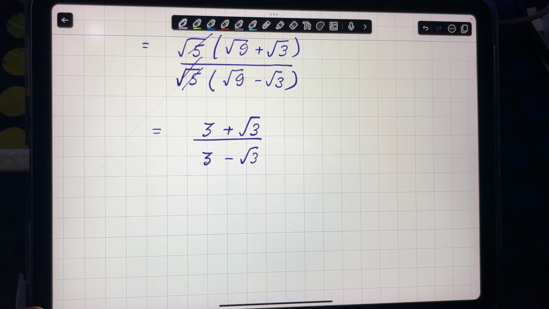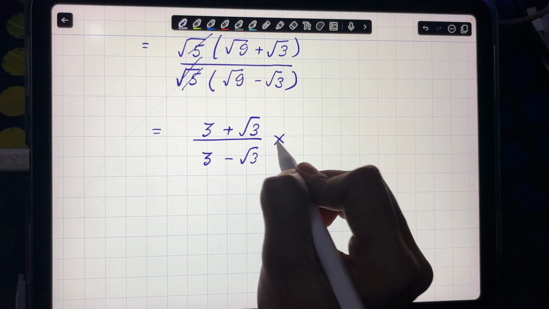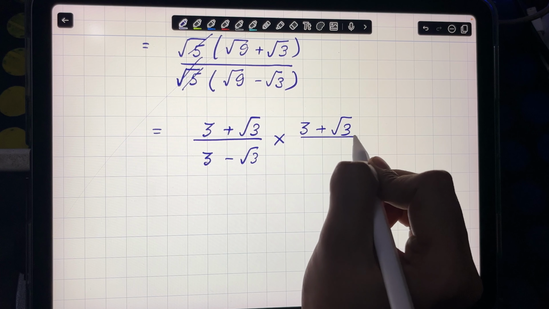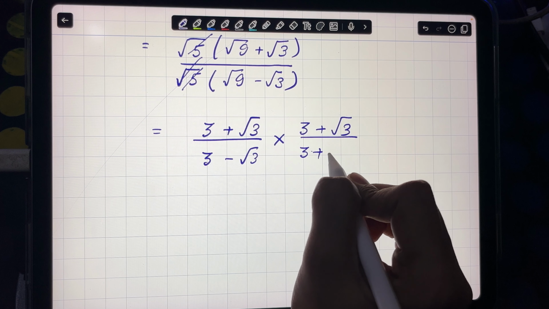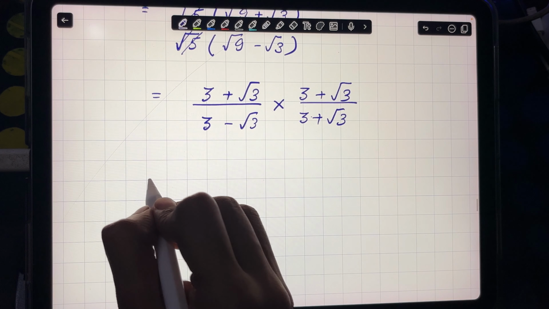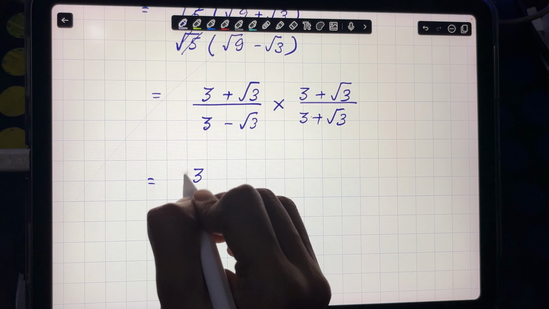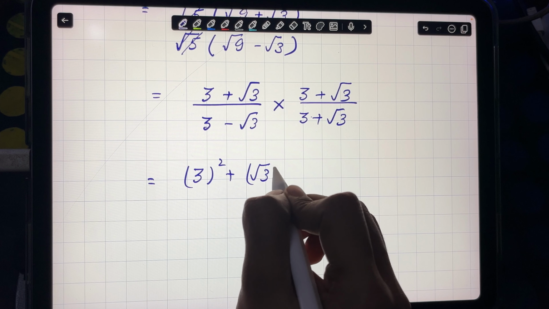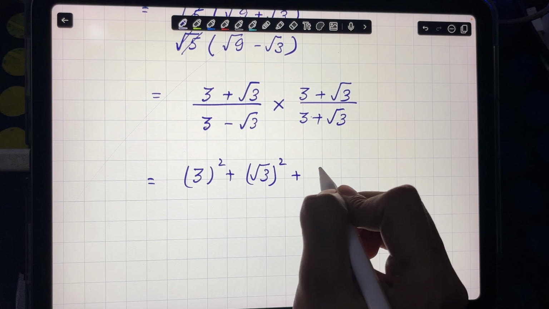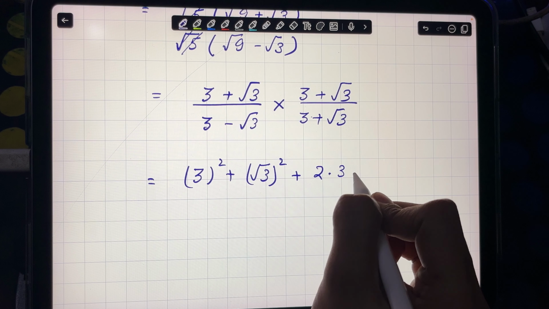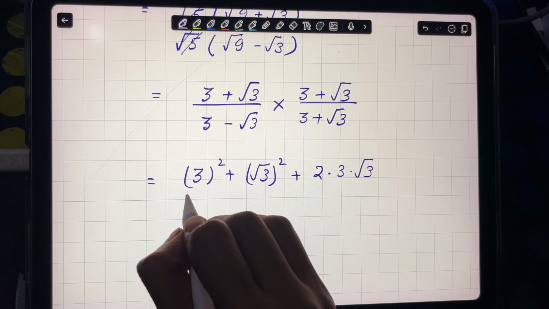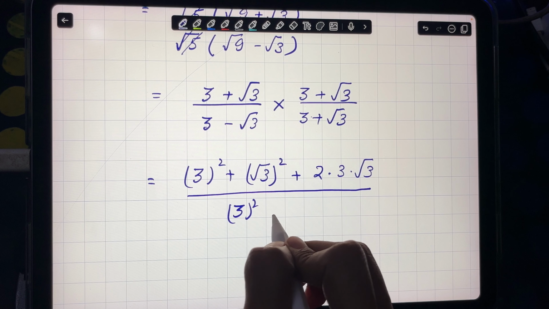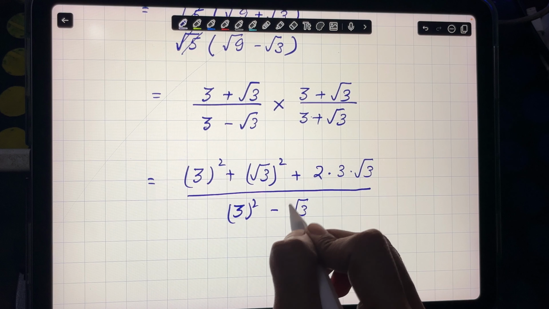Now we have to rationalize the denominator. So let's multiply and divide by the conjugate of the denominator. So 3 plus square root of 3 upon 3 plus square root of 3. So this is 3 squared plus square root of 3 squared, a squared plus b squared plus 2ab. So 2 times 3 times square root of 3 upon 3 squared minus square root of 3 squared.